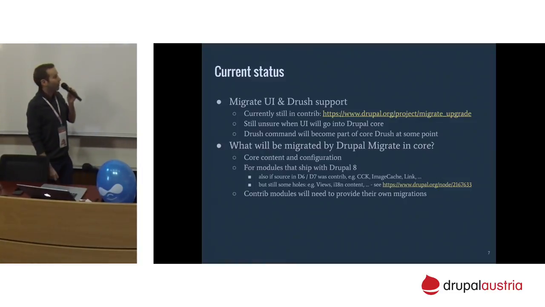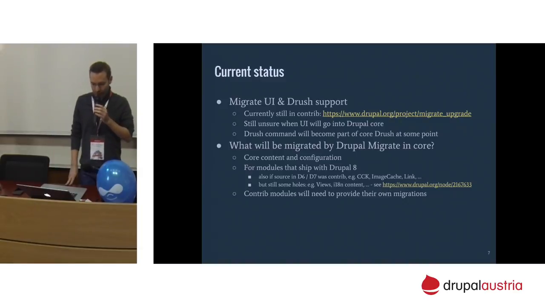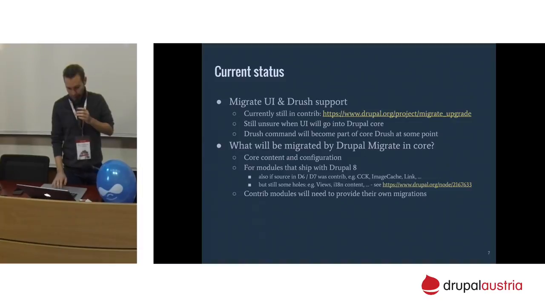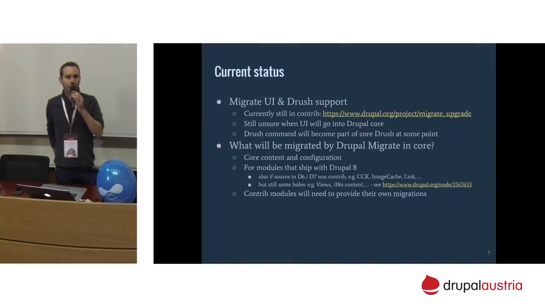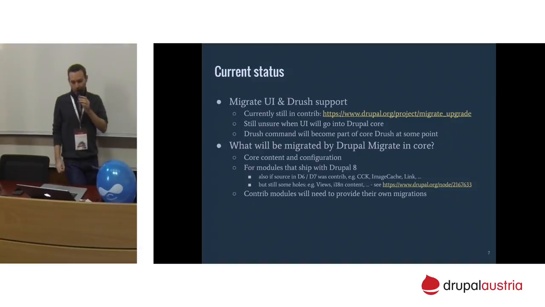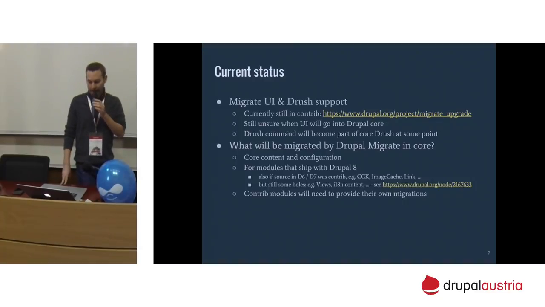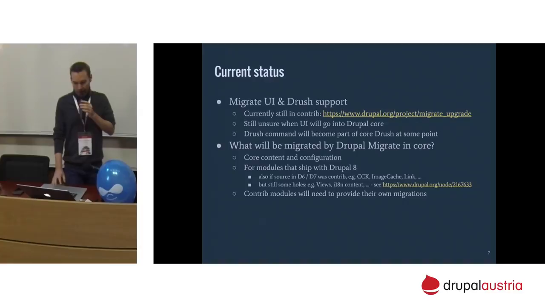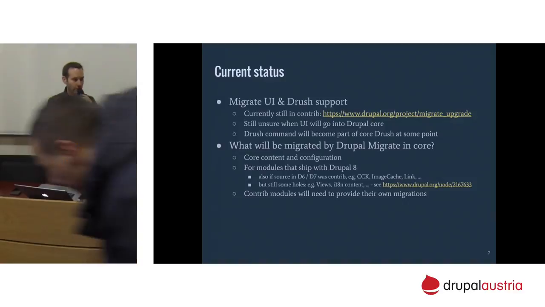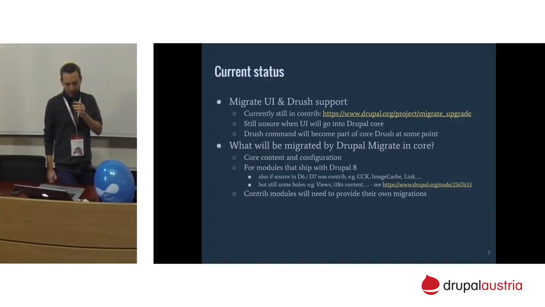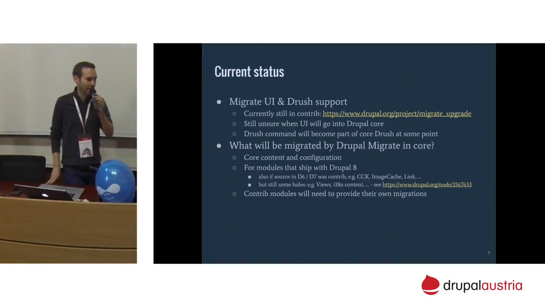But that's Drupal 8 core. There are also contrib modules. In Drupal 8 core, there is not yet a UI to perform the migration, and there are no drush commands. So what you will need to do is install the Migrate Upgrade module, most likely, if you want to have UI and drush support to actually perform the migrations. It's still unsure when this UI and drush commands will become part of the main branch. So when the UI will be in Drupal 8 core and when the drush commands will be in drush core. But that depends on who works on it and things like that.